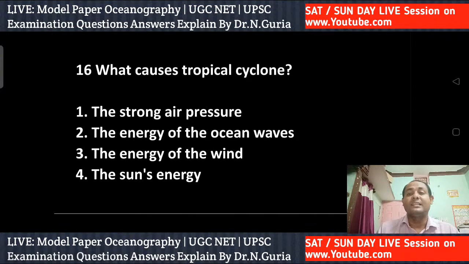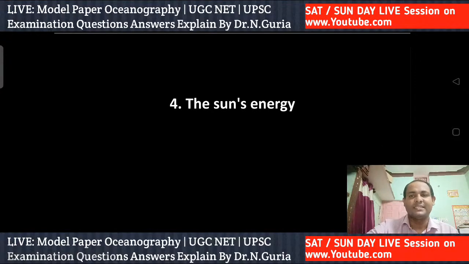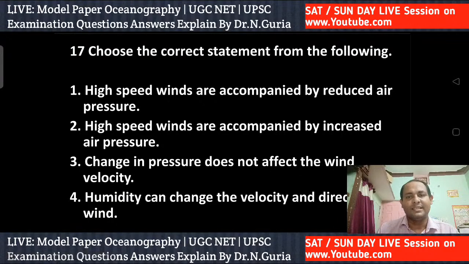The options are air pressure, the energy of the ocean waves, the energy of the winds, and the sun energy. And definitely it is the sun that warms the surface water in the horizontal zone near the earth and equator. The change in temperature causes the movement of air, and this causes a pressure change, and so tropical cyclones take place. So definitely the answer is option 4. The sun energy is the correct answer. Next, another question, question number 17.